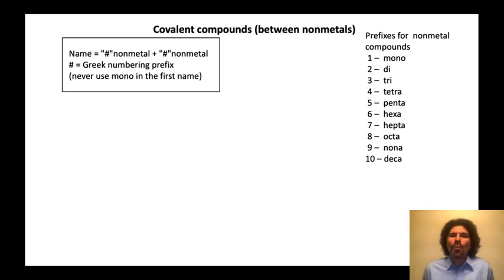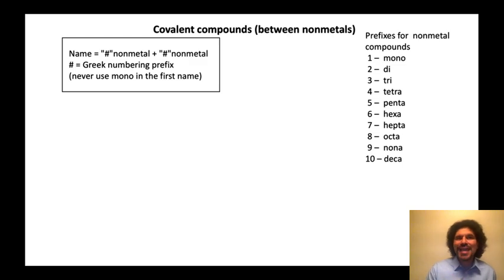So if you have just one of a particular atom, it's going to be mono. If you have 2, it's going to be di. 3, it's going to be tri. 4, it's going to be tetra. 5 is penta. 6 is hexa. 7 is hepta. 8 is octa, 9 is nona, and 10 is deca.